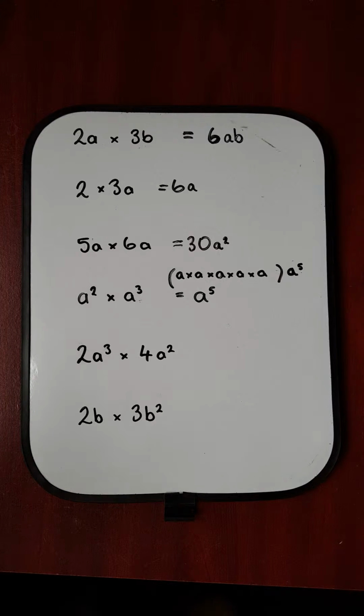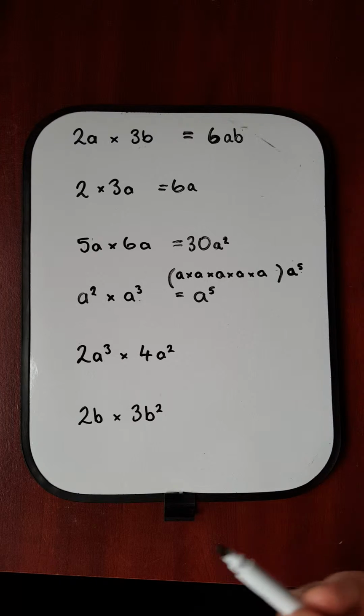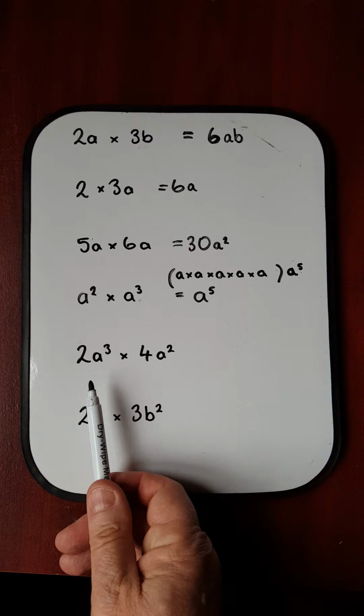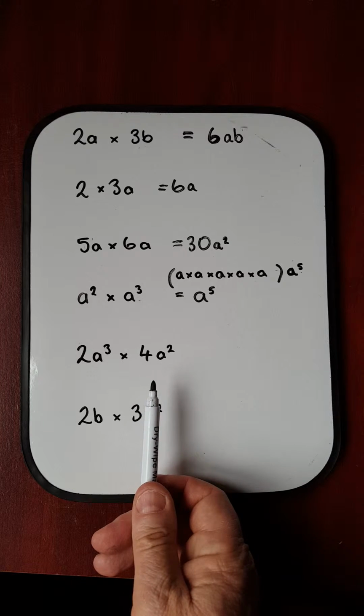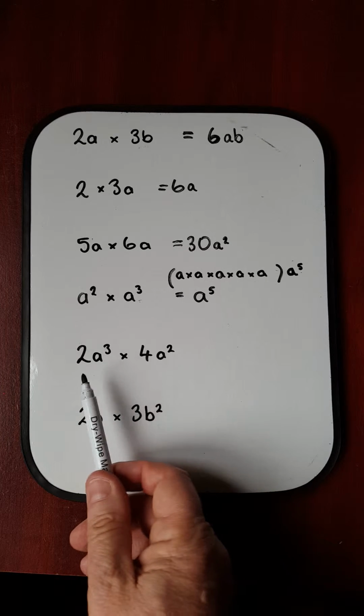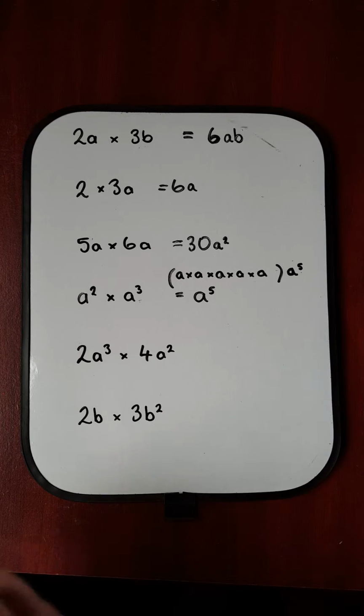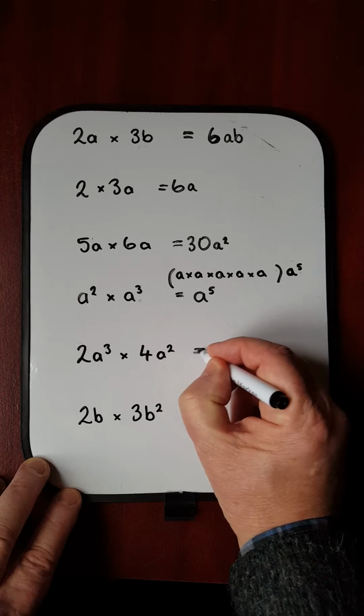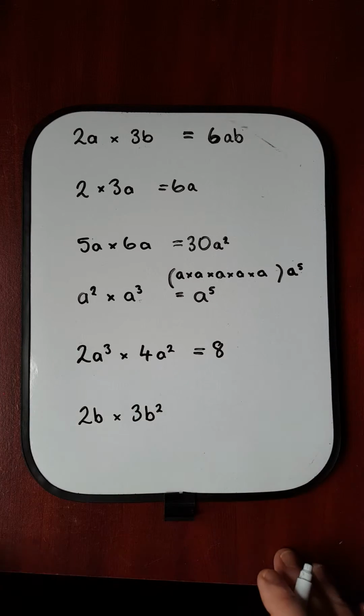So let's now include that in the next question. We've now got 2a cubed times 4a squared. Well, the first set of terms are the numbers themselves. 2 times 4 makes 8. That's dealt with your numbers.